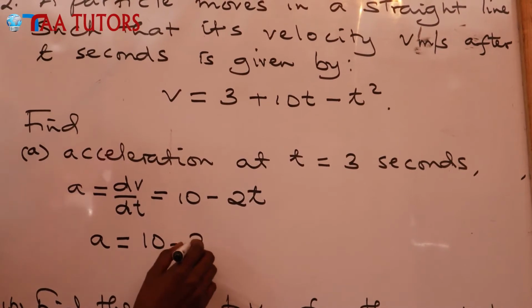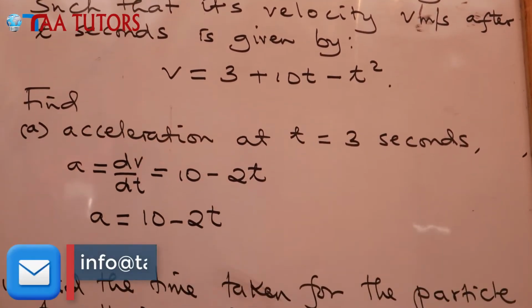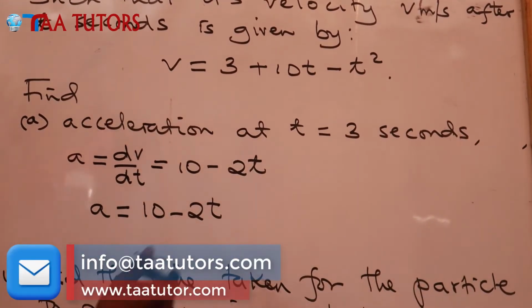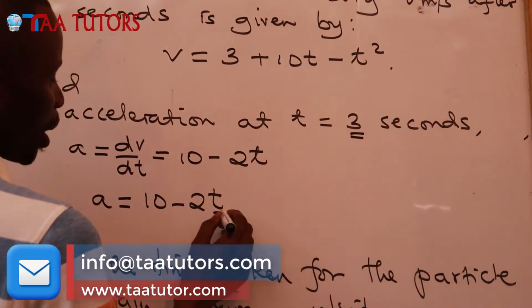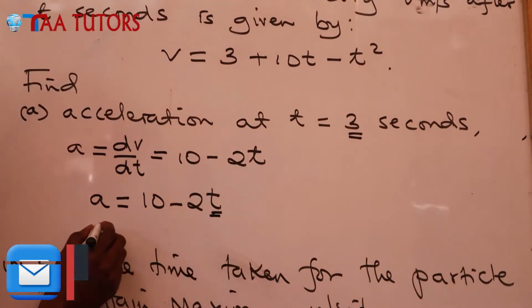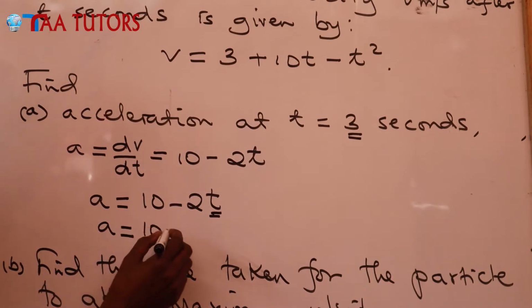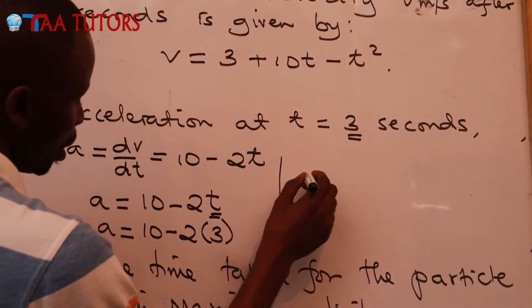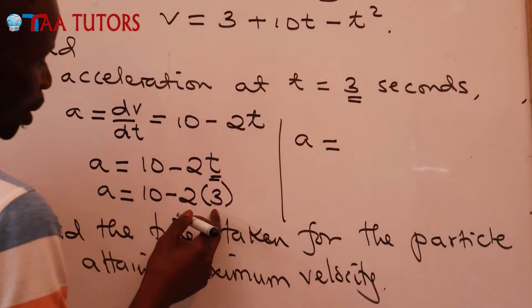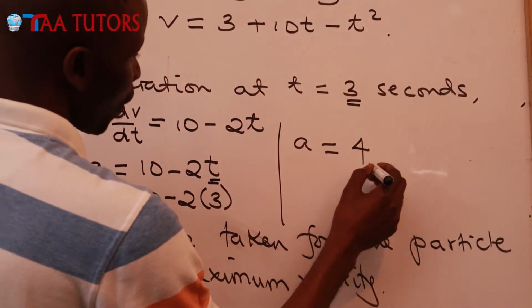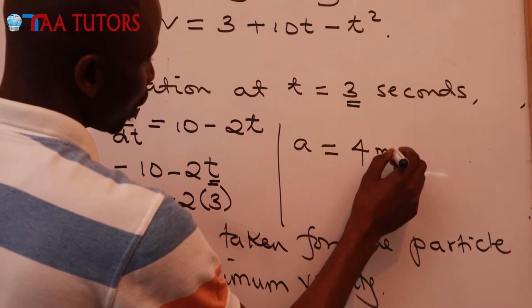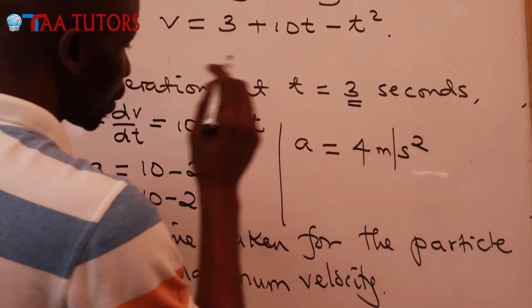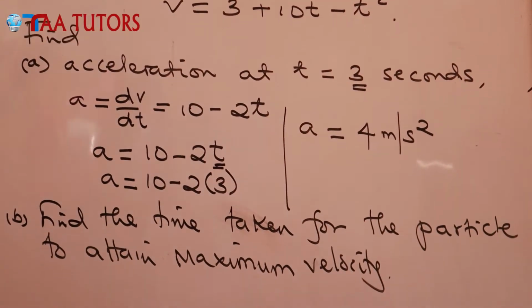Once we know that this is the acceleration function, and we know the value of t, we are simply going to substitute the value of t in this function. That is going to be a equals 10 minus 2 into 3. That will be a equals 10 minus 6, which is 4 meters per second squared. That's the unit for acceleration.